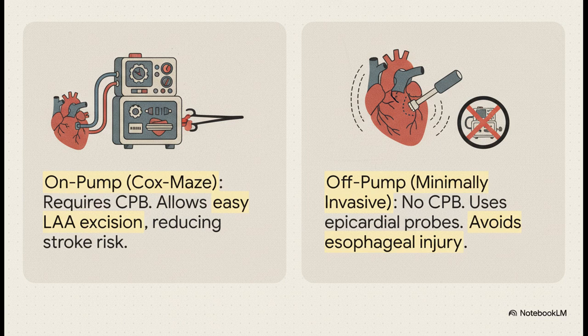The classic Cox Maze is a big, open, on-pump, arrested heart operation. It allows for incredibly precise lesion sets and makes it easy to excise the left atrial appendage. But the trend is definitely toward minimally invasive, off-pump approaches. These use epicardial energy sources on a beating heart, which avoids bypass entirely. For us, that means managing potential hemodynamic instability when the surgeon is applying the probes, and it almost always requires single-lung ventilation to give them the exposure they need.